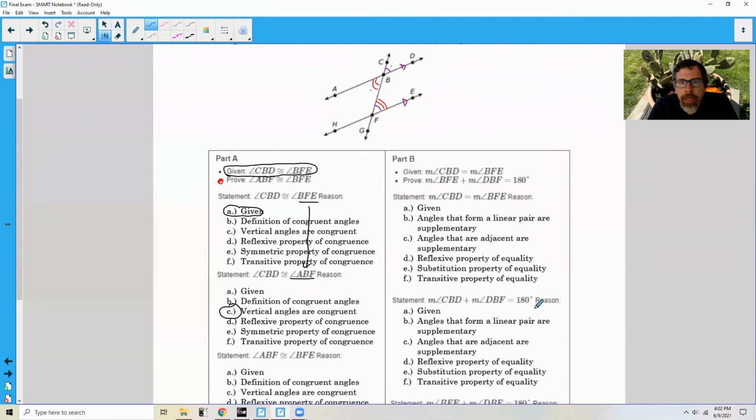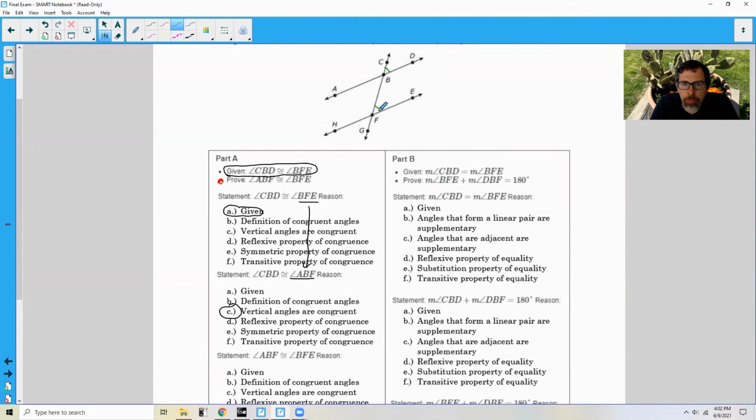And then I come back to the problem on the part B. And again, it says given. So let me erase these now. Let me erase this. Okay, start over. Angle CBD, label it with green. CBD's here is congruent, is equal to the measure angle BFE. Okay, so it's equal to this.